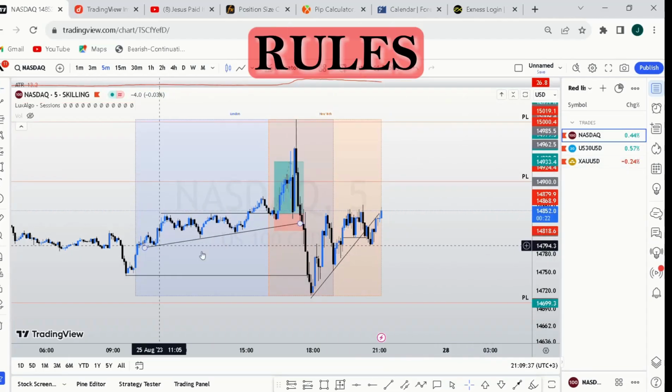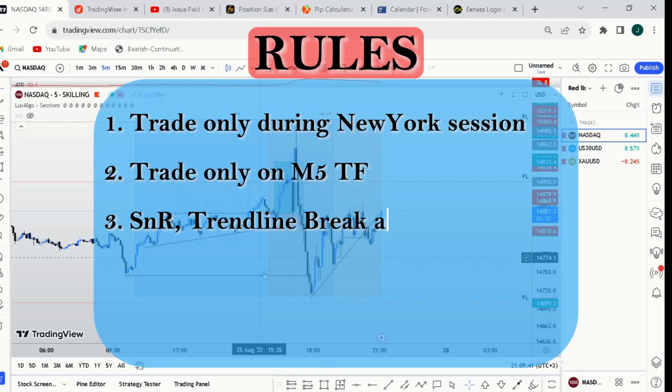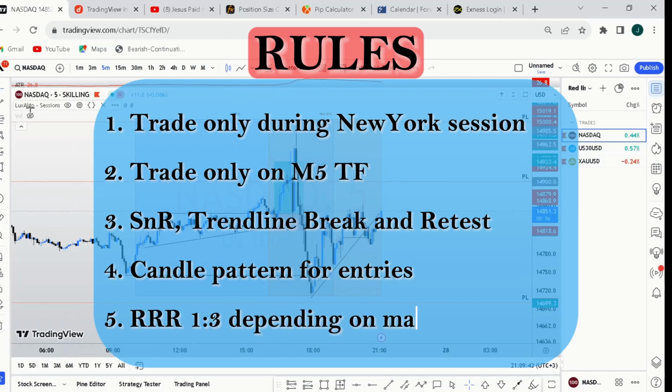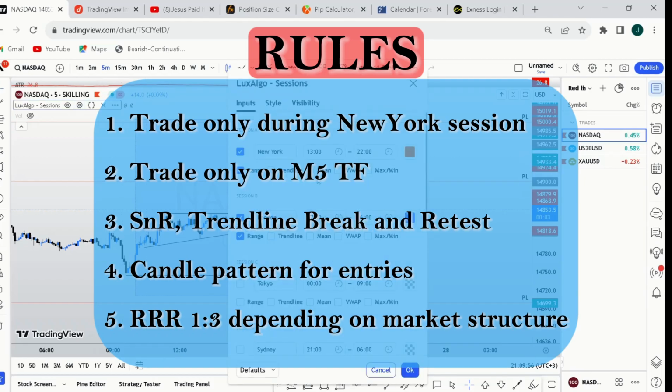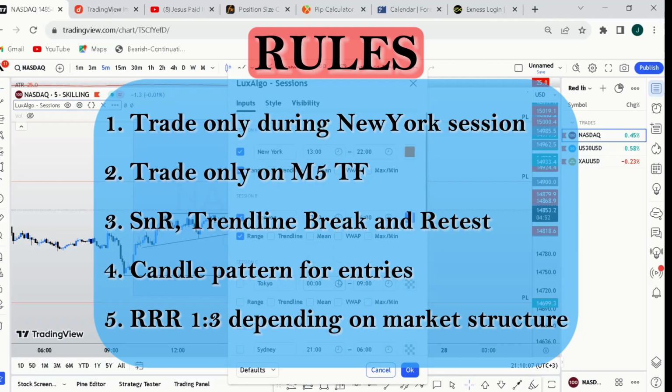Rule number 1, guys, we don't take any trade unless it is New York session. You can see I already have this indicator. It is the one which I use, this one which I like most. It is Lux Algo session. You just go on your indicators, you put Lux Algo session and don't change anything. Although for me, I just remove this session which is called Asian session, combined with Tokyo and Sydney, because I don't need them. I'm only in need of the New York session and London session.